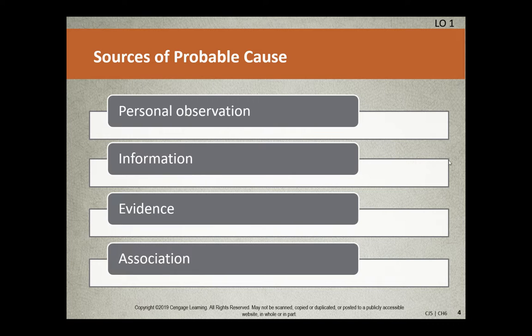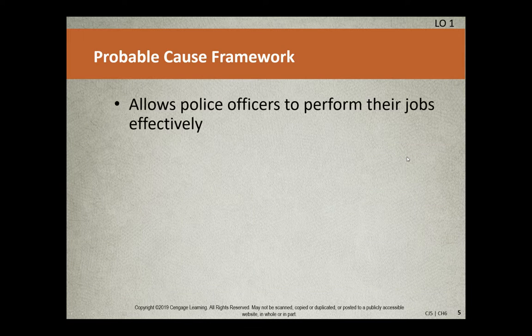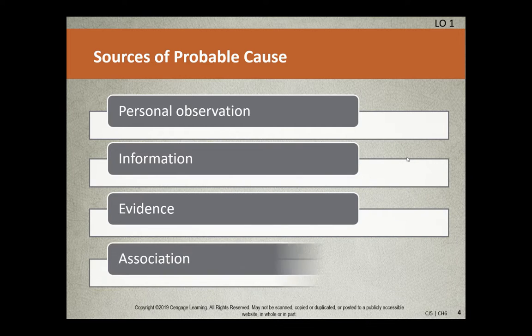And there are several sources. The first one we're going to talk about is personal observation. And police officers may use their personal training, experience, and expertise to infer that probable cause from situations that may not be obviously criminal. Information is where law enforcement officers receive some sort of information from victims, witnesses, informants, such as police bulletins or broadcasts.